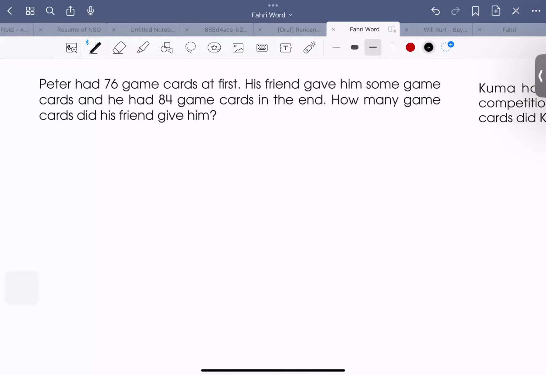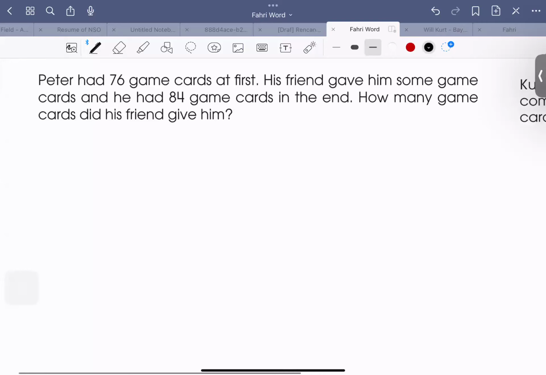Cool. Now let's go to the next question. Peter had 76 game cards at first. His friend gave him some game cards, and he had 84 game cards in the end. How many game cards did his friend give him? So subtraction, let's define together.